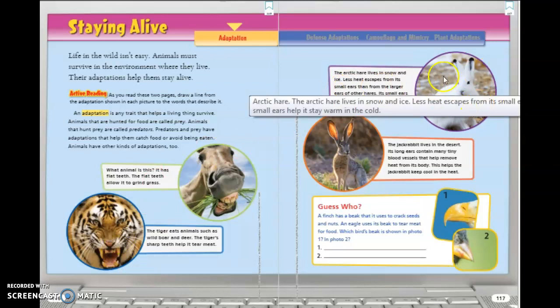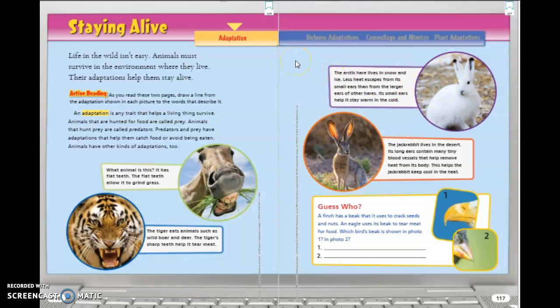Okay, next picture in the top right where the bunny is, the hare. The Arctic hare lives in snow and ice. Less heat escapes from its small ears than from the larger ears of other hares. Its small ears help it stay warm in the cold. So what's the adaptation for the snow hare or the Arctic hare? It's small ears. So you should be drawing a line from small ears up to the Arctic hare's ears. Okay, the last one we're looking at is the jackrabbit. The jackrabbit lives in the desert. Its long ears contain many tiny blood vessels that help remove heat from its body. This helps the jackrabbit keep cool in the heat. You should be drawing from long ears to the jackrabbit's long ears.